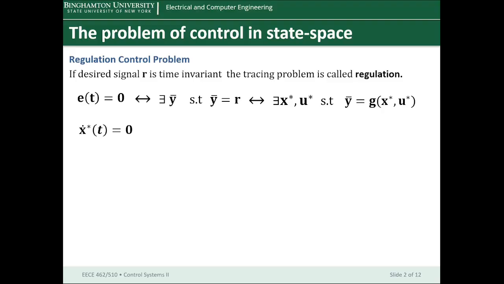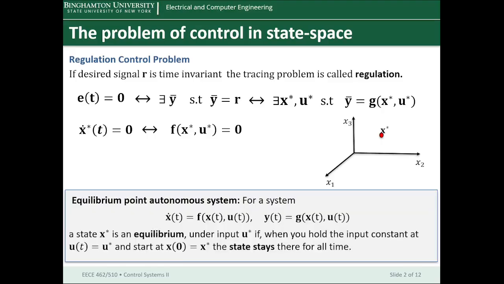This implies the state equation evaluates to 0 at x star and u star. In this sense, a regulation problem corresponds to maintaining a point in the state space. Formally, we call this point in the state space an equilibrium point.